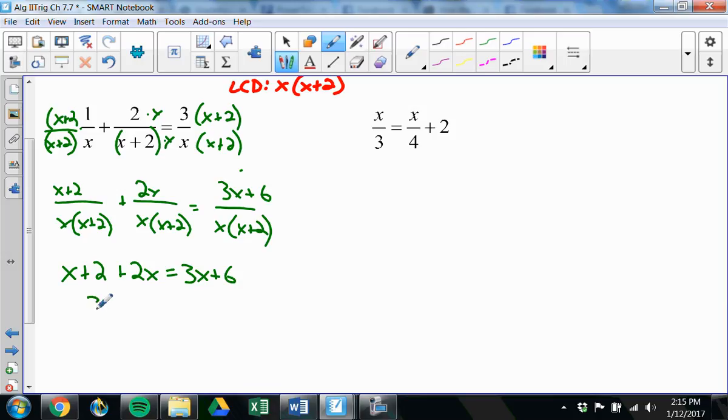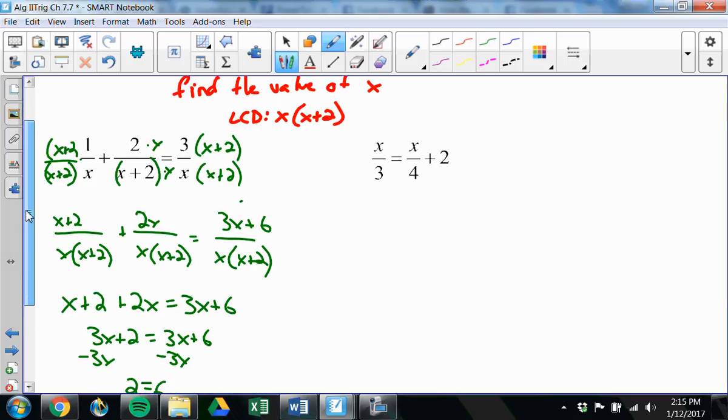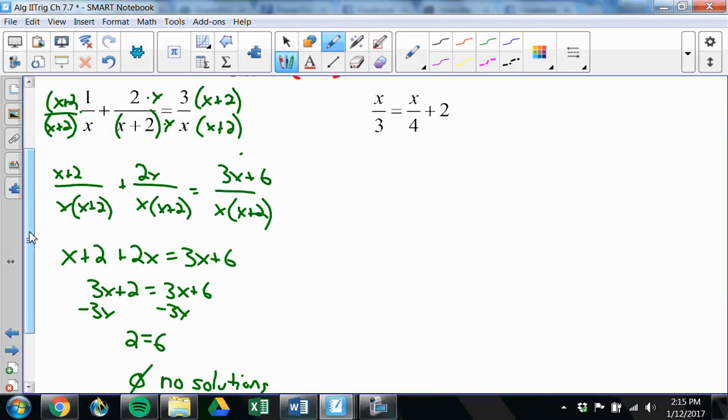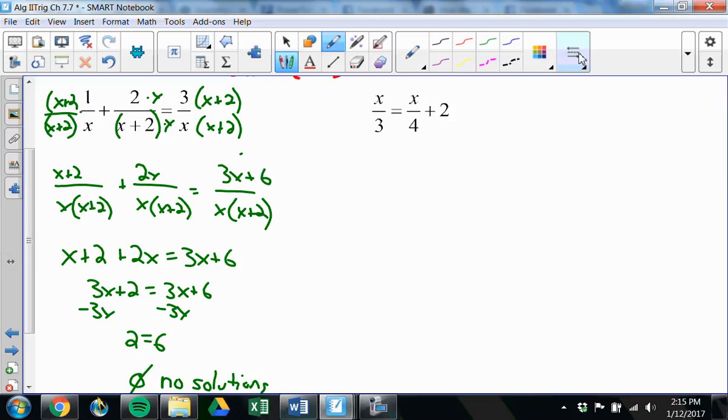This gives me 3x plus 2 equals 3x plus 6. And in this problem, something pretty interesting happens. The x's cancel. We get 2 equals 6, which means this problem had no solutions. It couldn't be solved to begin with. That might seem like a waste of our time. Why solve a problem that can't be solved? Because you have to know it can't be solved before you solve it. That problem had no solutions. So my goal is always to get a common denominator and then drop the denominators.